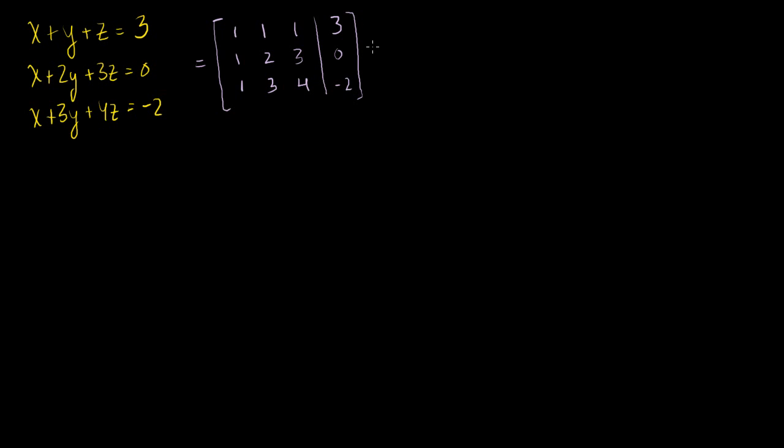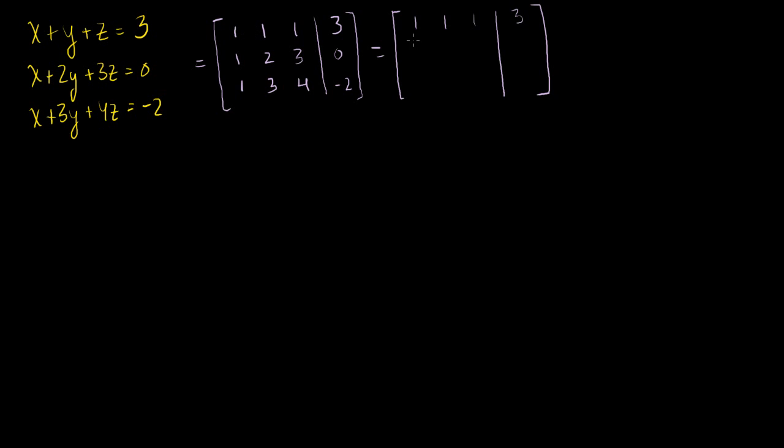Now I want to get this augmented matrix into reduced row echelon form. So the first thing, I have a leading 1 here. That's a pivot entry. Let me make everything else in that column equal to a 0. So I'm not going to change my first row. So it'll just be a 1, a 1, a 1, and then my dividing line, and then I have a 3.